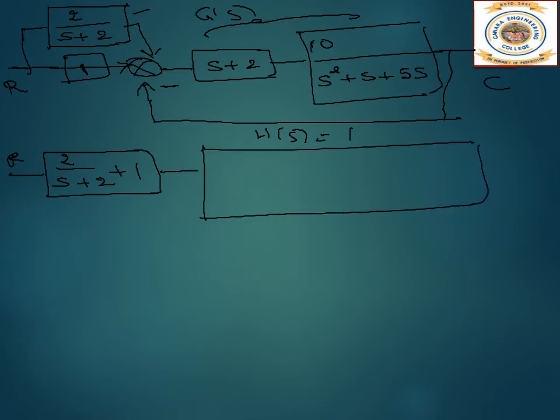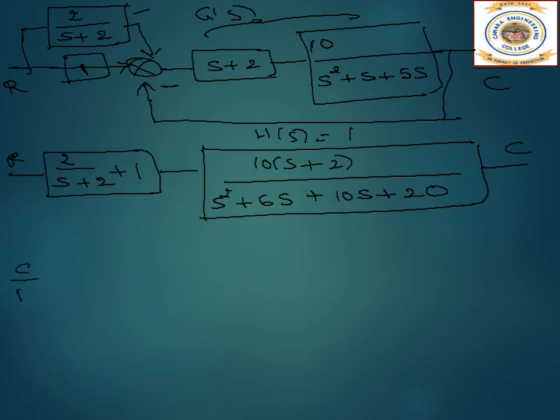Alright. So we get it as 10 into s plus 2. This will be g of s, and by this, that will become s square plus 6s plus 10s plus 20. This is what we get over here. Now further simplifying, so this is C. They are in series, so we have to simply multiply.